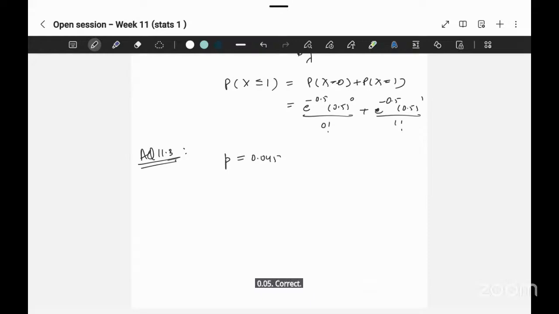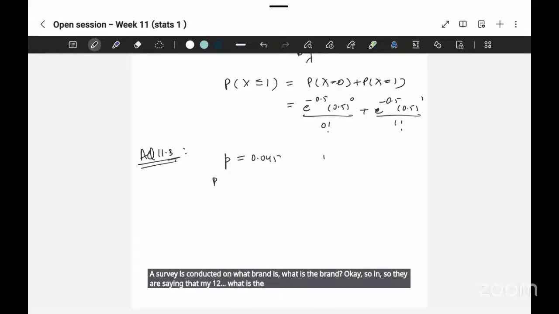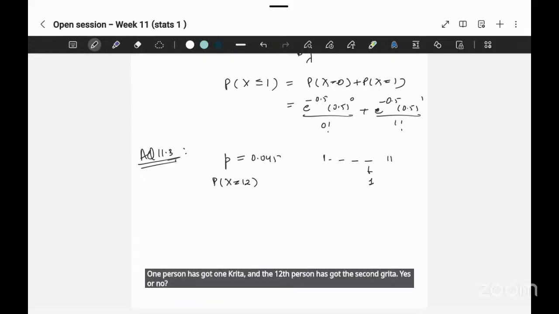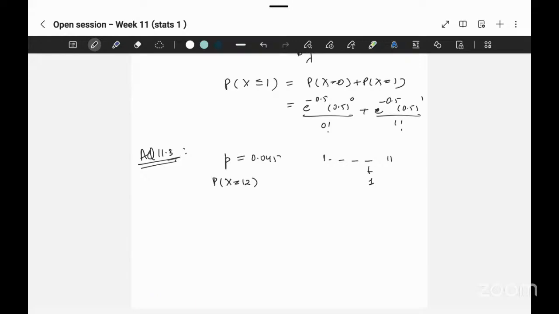Now they are saying that a survey is conducted, and the probability that the 12th person will be getting the second Creta. That means that from the first 11 people, one person has got one Creta and the 12th person has got the second Creta. Yes or no? Yes, ma'am.